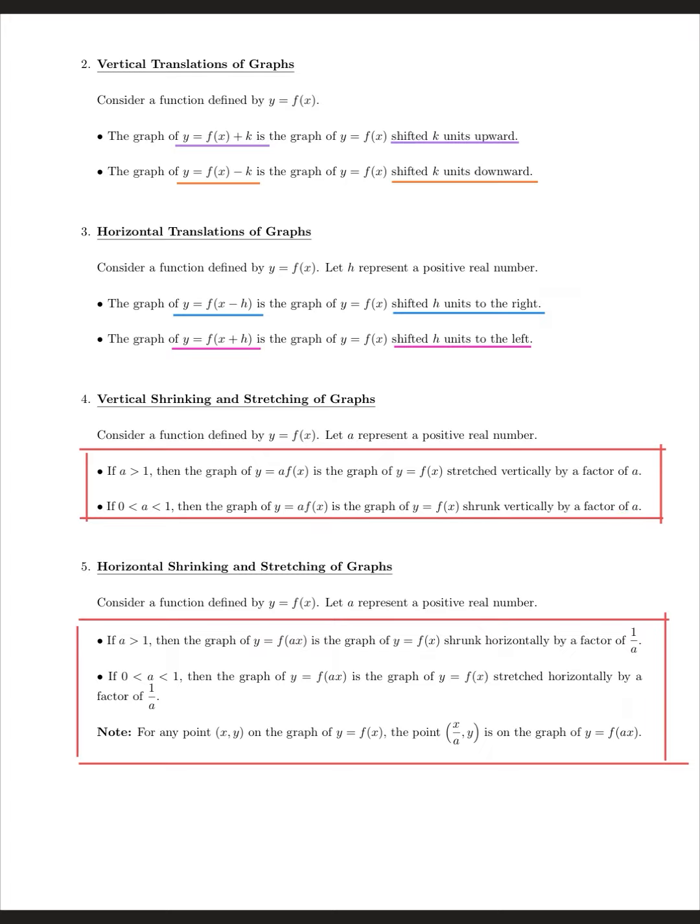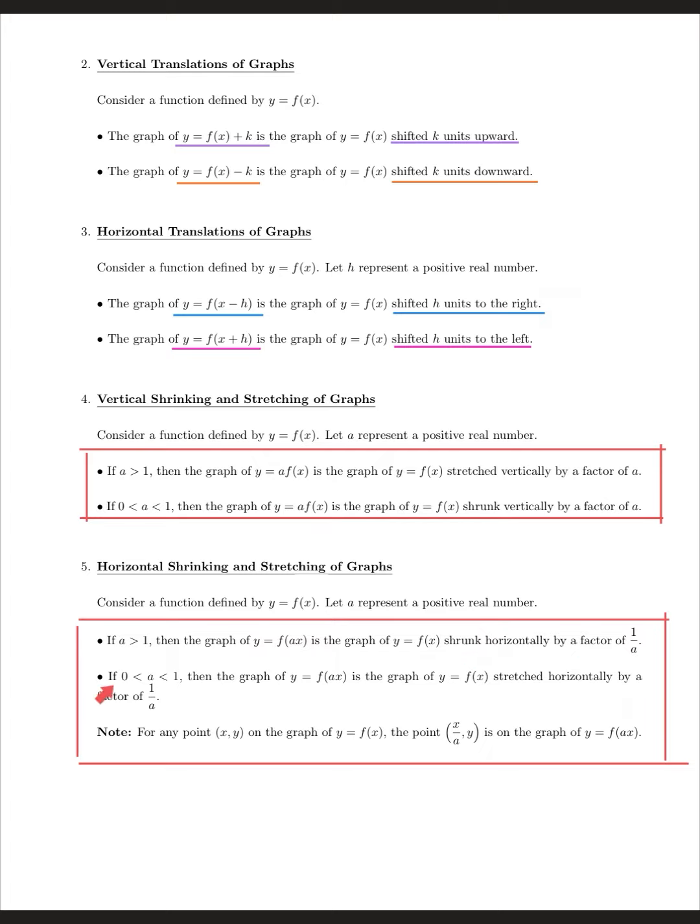Next, we'll be talking about horizontal shrinking and stretching. Again, given y equals f of x, let a represent a positive real number. If a is strictly greater than 1, then the graph of y equals f of ax is the graph of y equals f of x shrunk horizontally by a factor of 1 over a.